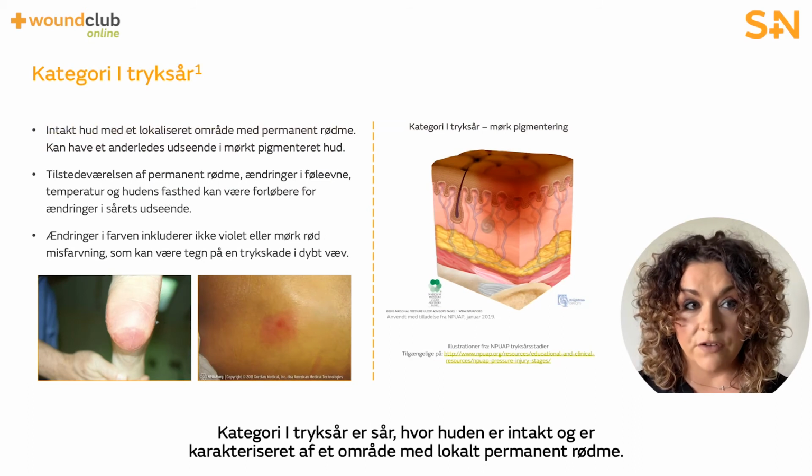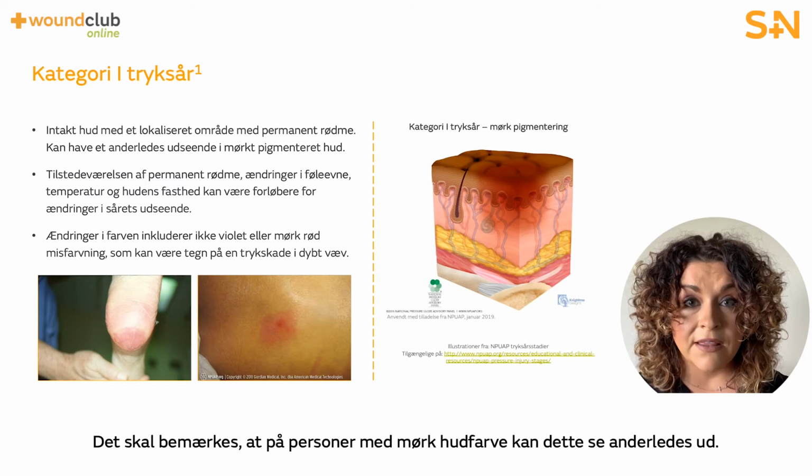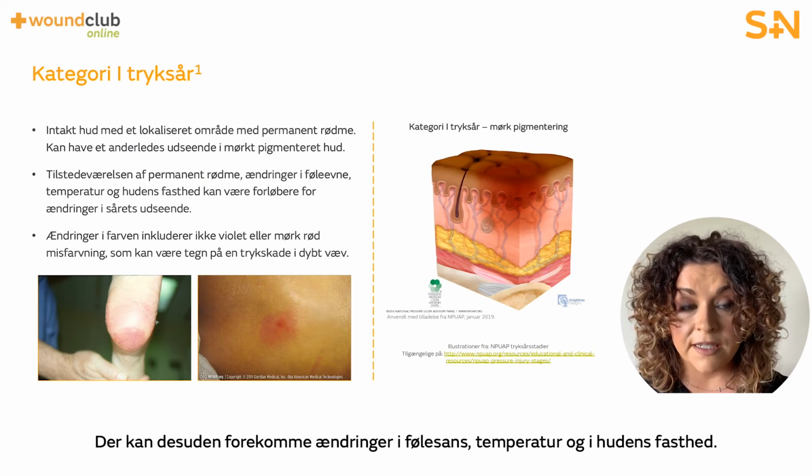Category 1 pressure ulcers are those with the skin remaining intact. This is characterised by an area of local, non-blanching erythema. It's worth noting that on darkly pigmented skin, this may appear differently. There may also be changes in sensation, temperature, or firmness of the skin.